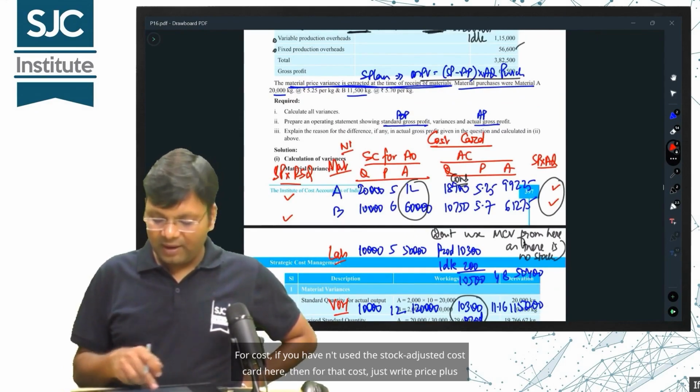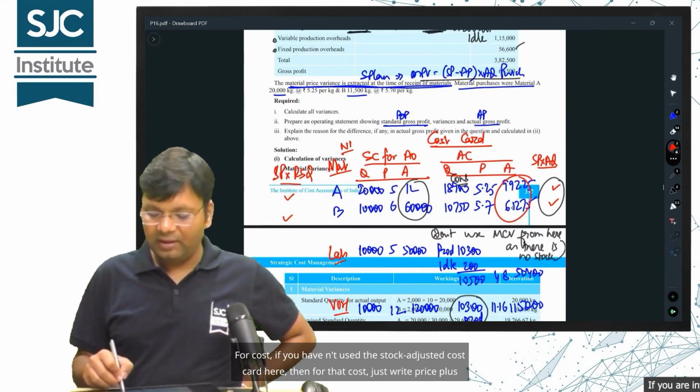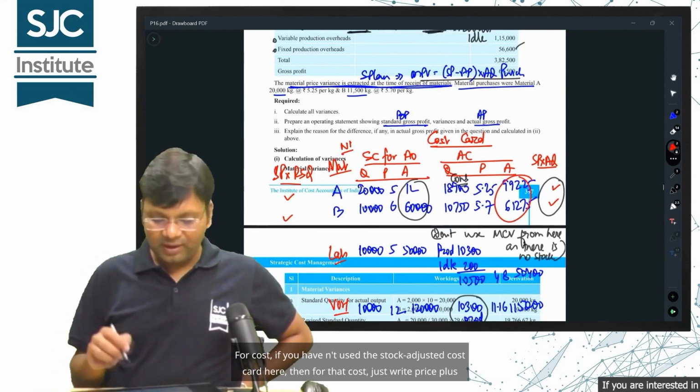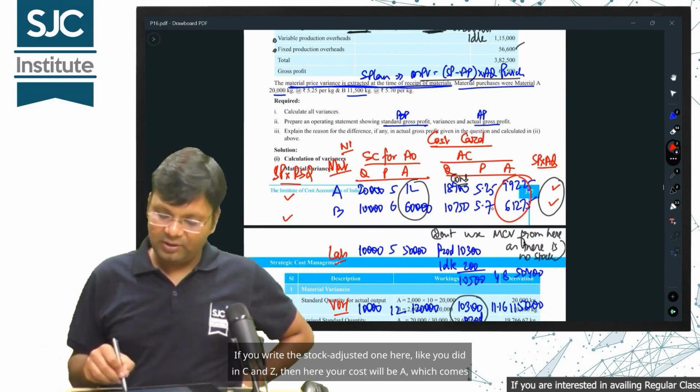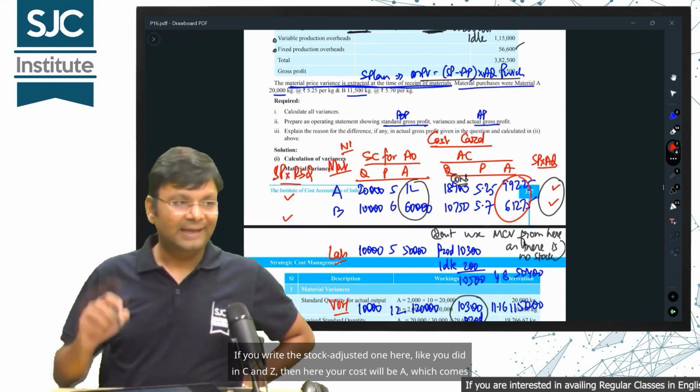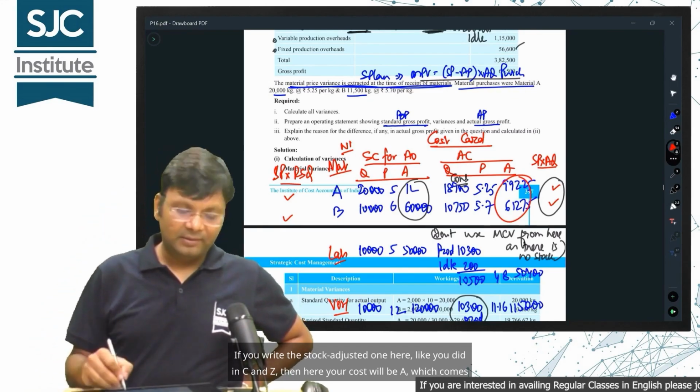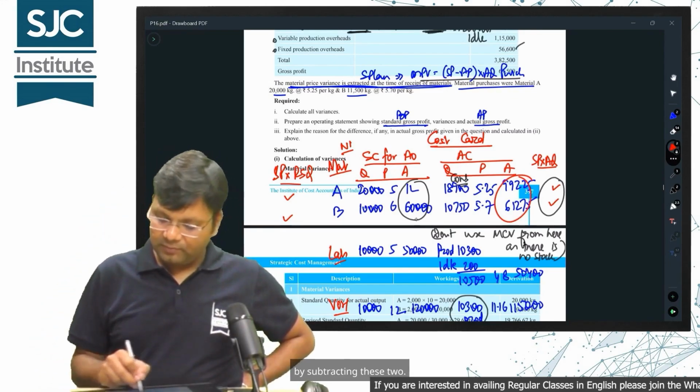For cost, if you haven't used the stock adjusted cost card here, then for that cost, just write price plus usage is equal to cost. If you write the stock adjusted one here, like you did in C and Z, then here your cost will be A, which comes by subtracting these two.